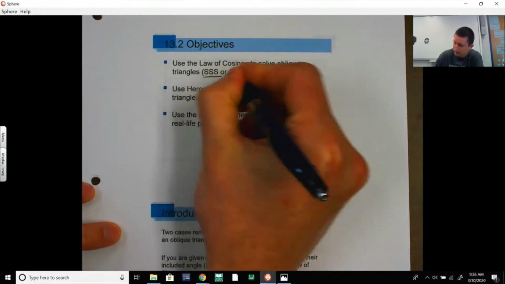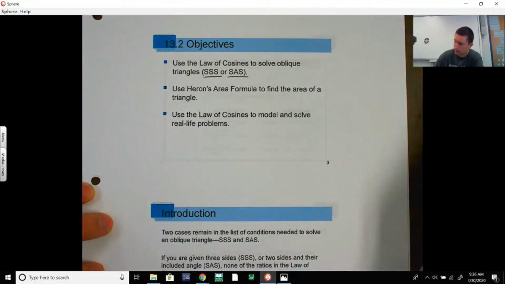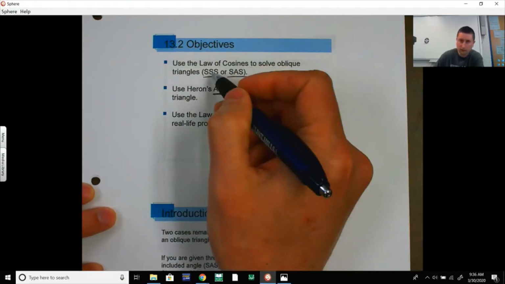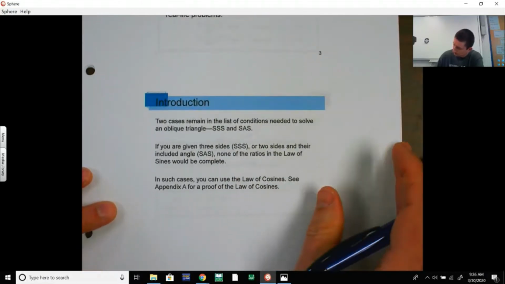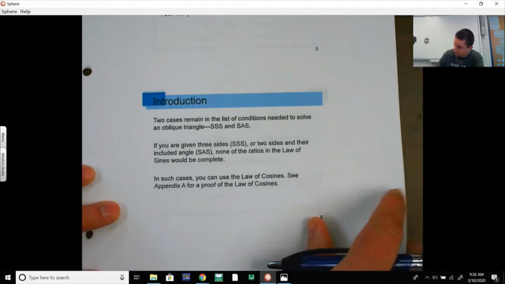Notice this one needed side, side, side, or side, angle, side. Law of sines was angle, side, angle, angle, angle, side, or side, side, angle. Heron's is another area formula that we're going to use. If you have one of those two rules, you can use it. So side, side, side or side, angle, side, that is the law of cosines.